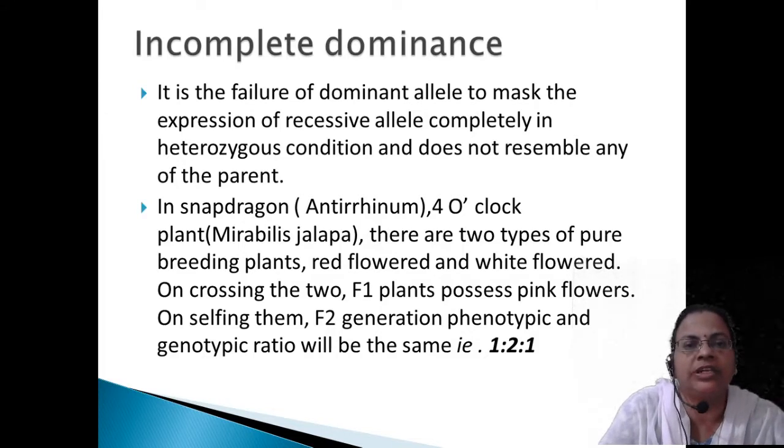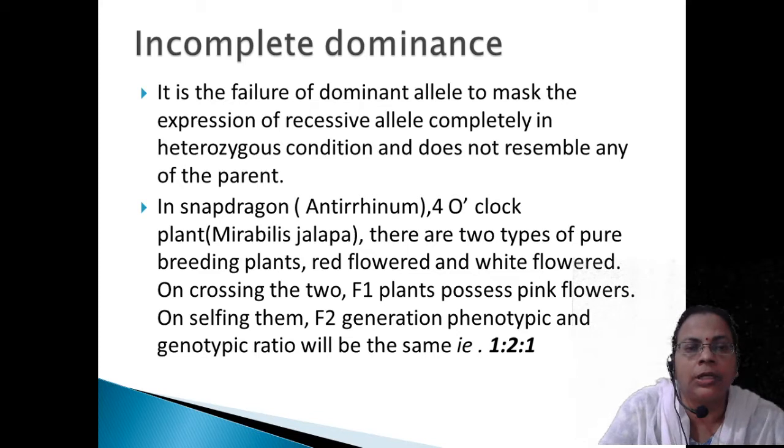So, after Mendel, when many scientists conducted experiments, they got deviated results from the typical 3:1 ratio. One such example is incomplete dominance. So what is incomplete dominance? It is the failure of the dominant allele to mask the expression of the recessive allele completely in the heterozygous condition, and the F1 generation does not resemble any of the parents.